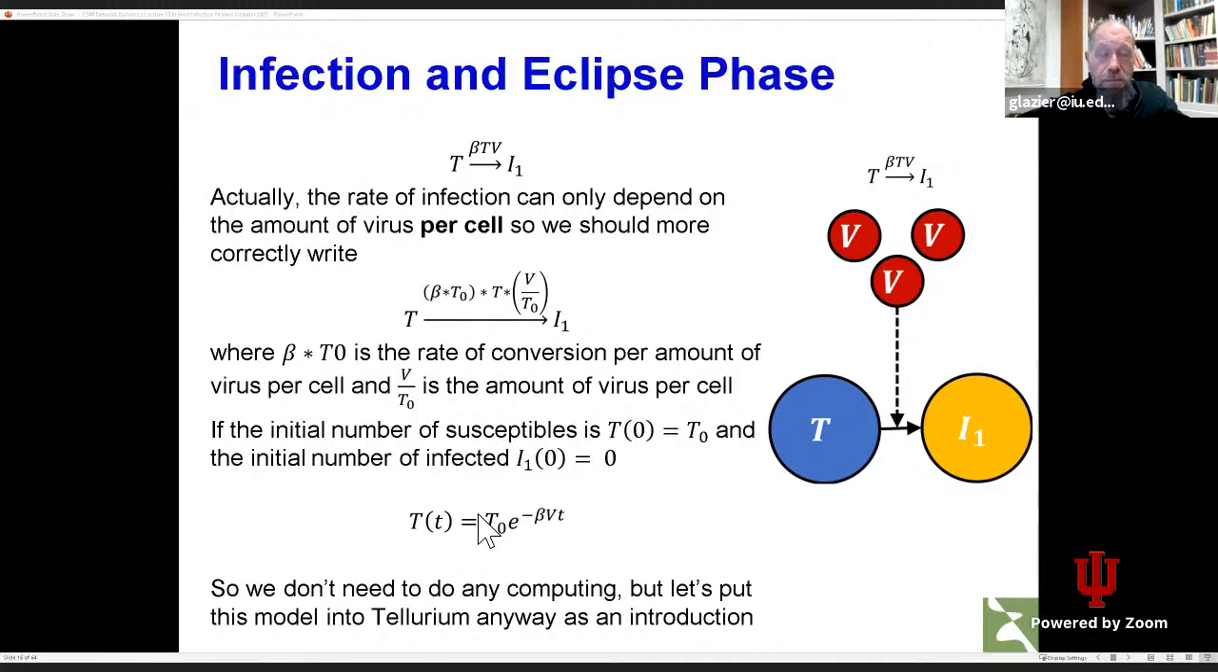The other thing is that Perlsonians tend to be a little bit sloppy about this. The cells are being infected individually. And so we shouldn't be writing a rate for the whole ensemble of cells, because that rate will change as we change the number of cells, whereas the rate shouldn't change. The rate's an intensive variable. And so we have to rewrite this rate law here to make it an intensive variable. In that case, we have beta times the number of infectable cells, T, times the amount of virus per cell. And that gives you then an intensive quantity that makes sense. Now, if we use this very simple model, we have a fixed amount of virus and the number of infectable cells decays exponentially at a rate beta V times time.